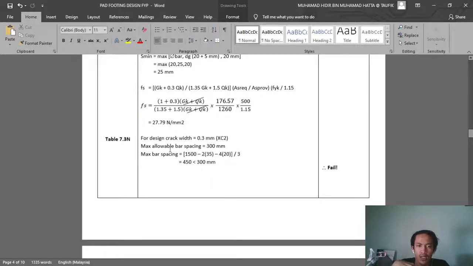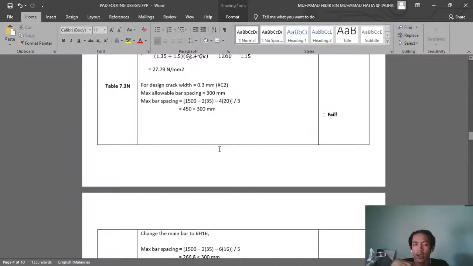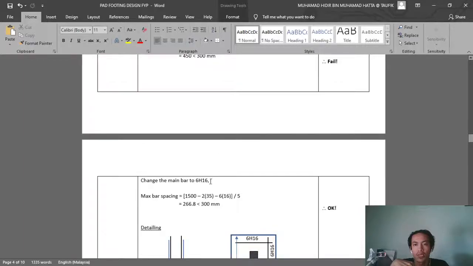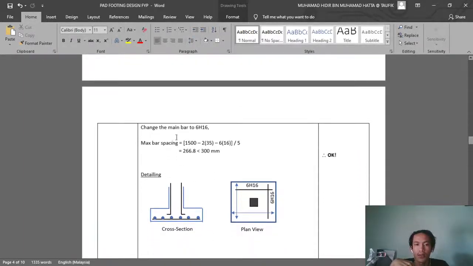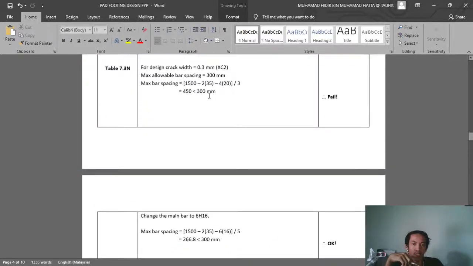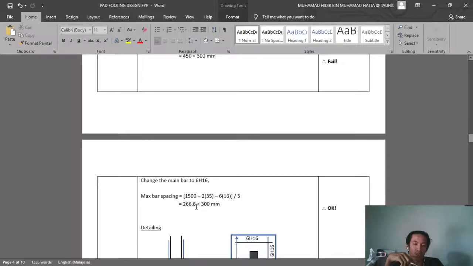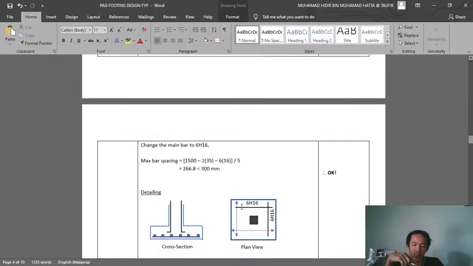Actually, at first our design failed, and then we need to do some amendment, which is we need to change the main bar. Okay, we need to change the main bar to 6H16. Okay, so we need to calculate the same as this, and then we get the value of maximum bar spacing is lesser than 300, and then it is okay.